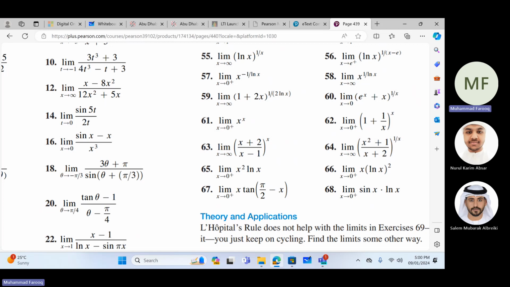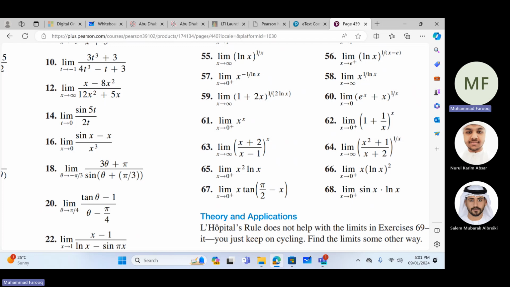Question 63, please. How do you apply it? Check this: infinity to the power of infinity? One to the power of infinity. Is there any form? It's one power infinity. Exactly.